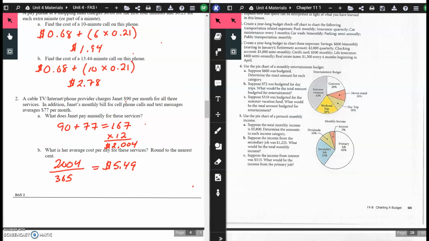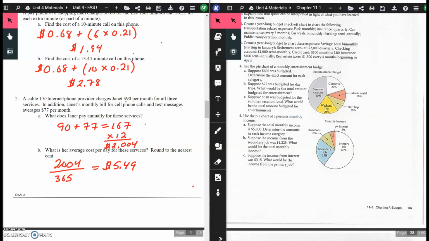Question number 2. A cable TV internet phone provider charges Janet $90 per month for all 3 services. In addition, Janet's monthly bill for cell phone calls and text messages averages $77 per month. What does Janet pay annually for these services? So $90 per month for all 3 services plus $77 per month for her cell phone and texting, which is $167 per month. Times 12 months for the whole year gives you $2,004.